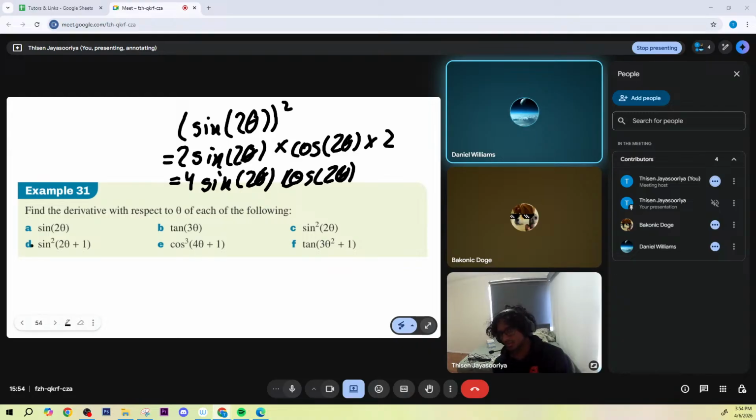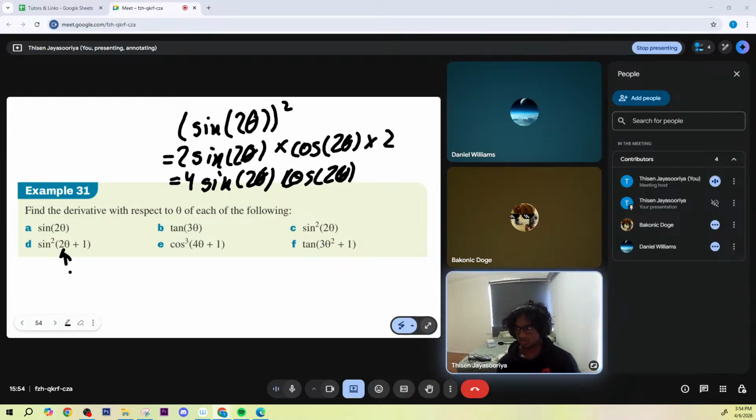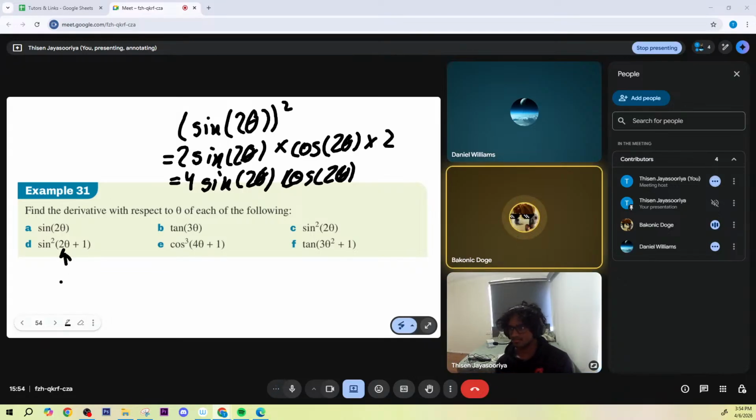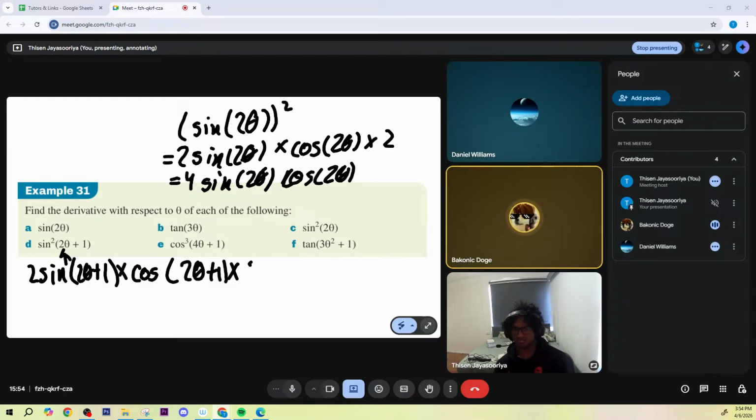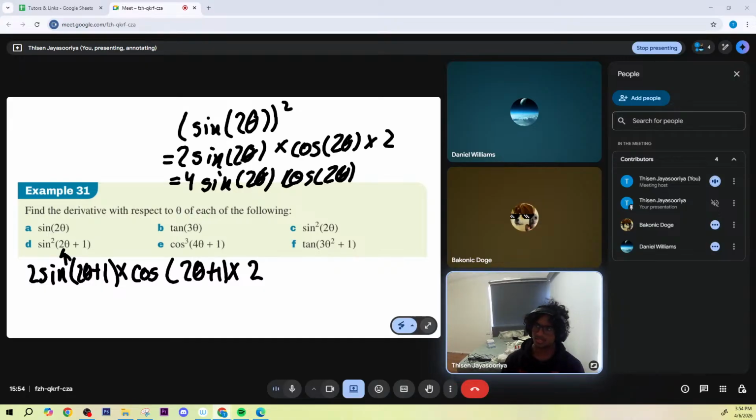So what about this one? I'll ask Joe. Joe, how can I start differentiating this one? The derivative of the outermost would be 2 sine 2 theta plus 1 times cosine 2 theta plus 1 times 2. Does that make sense? What about you, Daniel? Does that make sense to you?